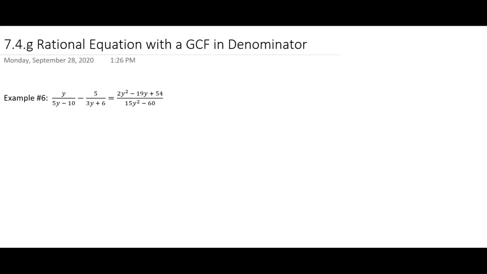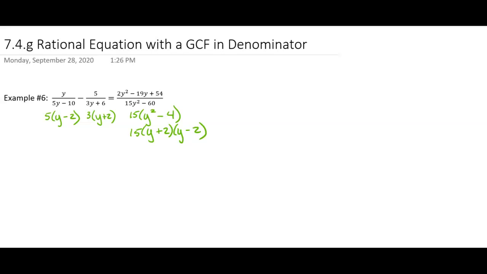Okay, so let's see what this one does. When I look at the denominators, I want to factor them. This first one, 5y minus 10, has a GCF of 5, and I want to take that out. The second one has a GCF of 3, and I want to take that out. And the last one has a GCF of 15. But there's a little more to that last one, because now the y squared minus 4, that's the difference of squares. Okay, so now we've got all the denominators factored.